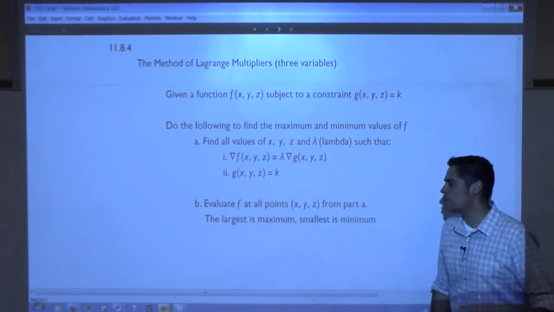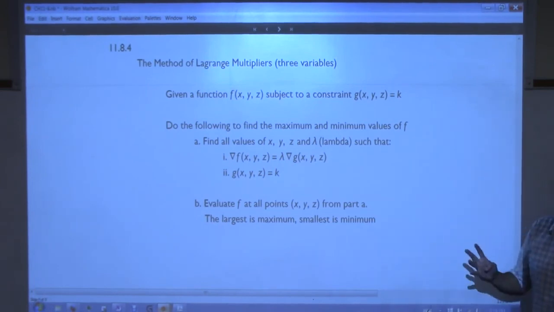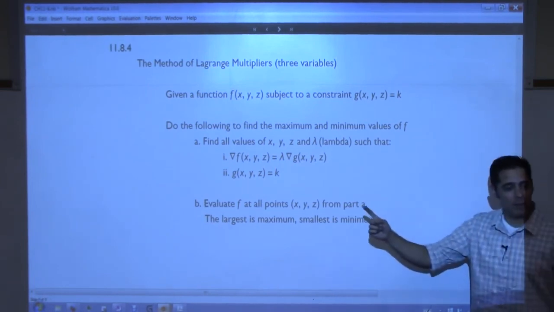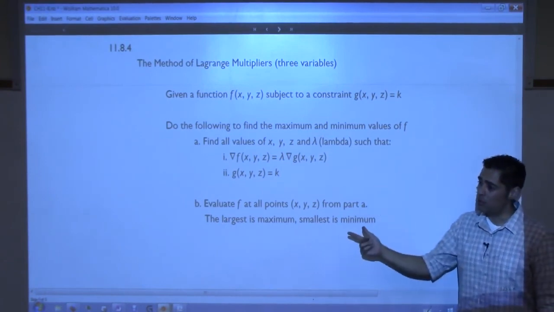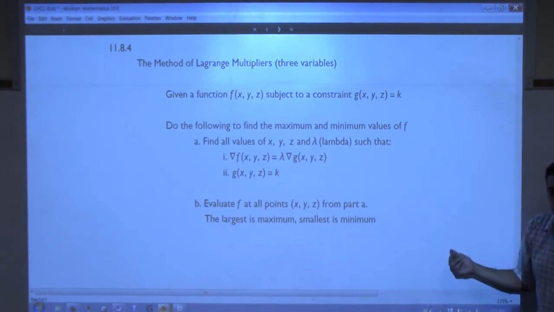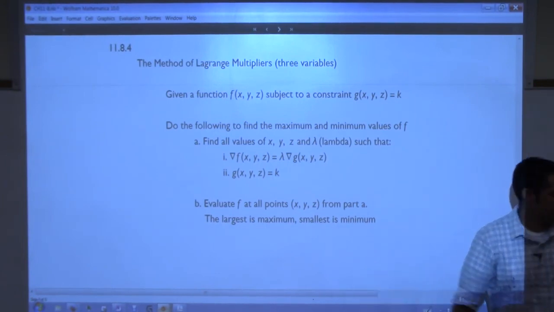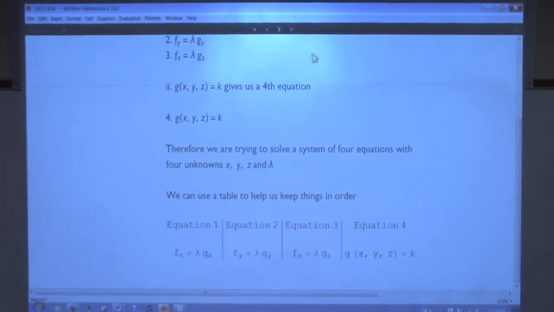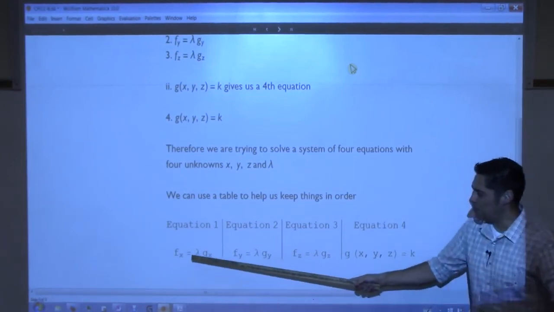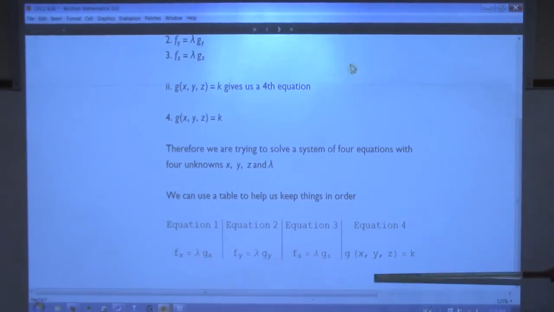So how many equations will we have? 4. Partial of f with respect to x equals lambda partial of g with respect to x. Partial of f with respect to y equals lambda partial of g with respect to y. Partial of f with respect to z, which we didn't have before, equals lambda partial of g with respect to z. And finally, the constraint equation. So those are the equations. Do you all follow? Everyone said 4 in unison, so those are them, right?